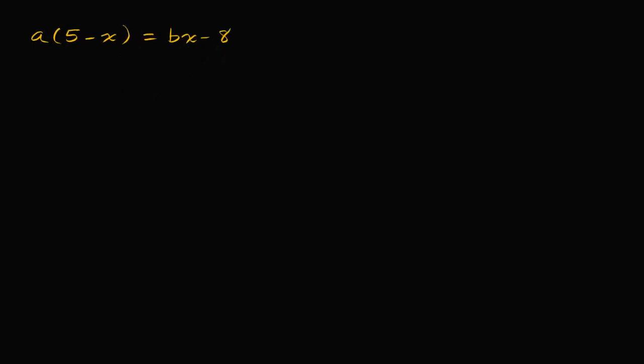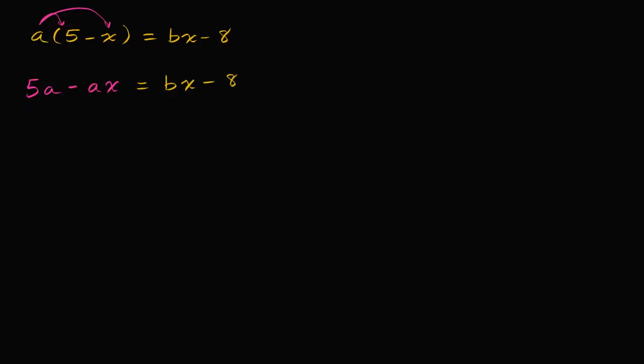Well, the way I like to approach these is let's just expand everything all out. So let me just distribute this a, and then I'm going to collect all the x terms on one side and all of the non-x terms on the other side, and essentially do what I just did in the last example. So let's first distribute this a. So the left-hand side becomes 5a, minus ax. That is going to be equal to bx minus 8.